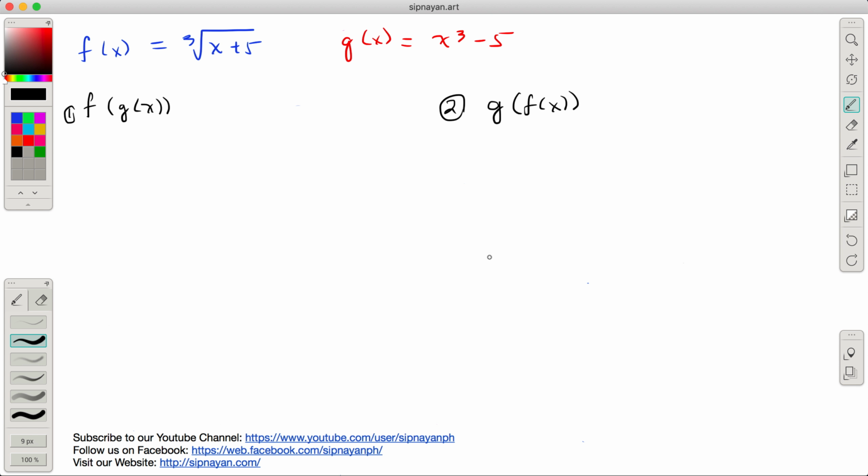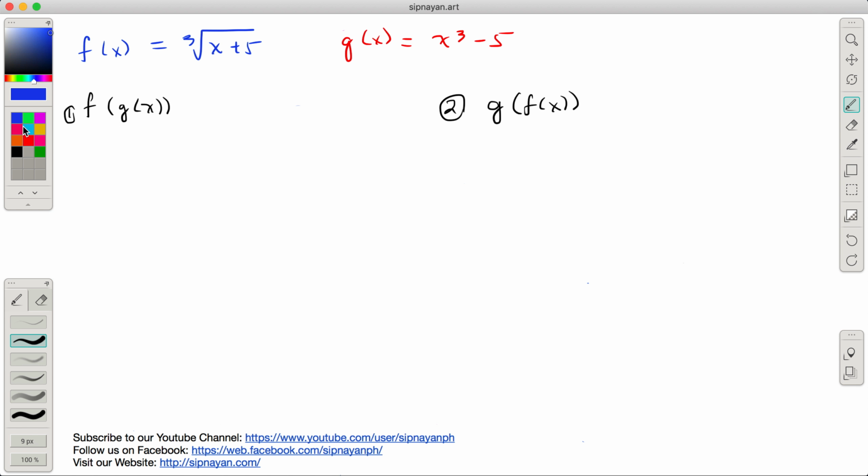In this video ay itutuloy natin yung series natin on composition of functions. No? And in this video, magpa-practice pa tayo. No? So, we have two functions. F of x equals cube root of x plus 5 and g of x equals x cubed minus 5. So what is f of g of x?